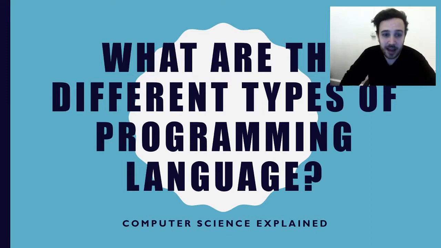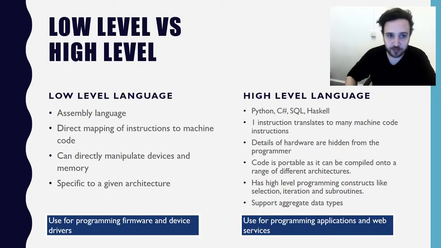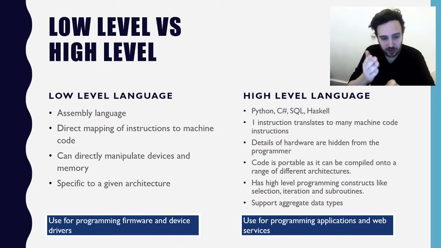Hi, so today I'm going to be looking at what are the different types of programming language. So from your previous studies, you've probably heard of high-level and low-level languages. The low-level languages are, for example, assembly code or even machine code. And the important thing there is for each instruction you give, there is a direct mapping to the instruction that the processor actually carries out.